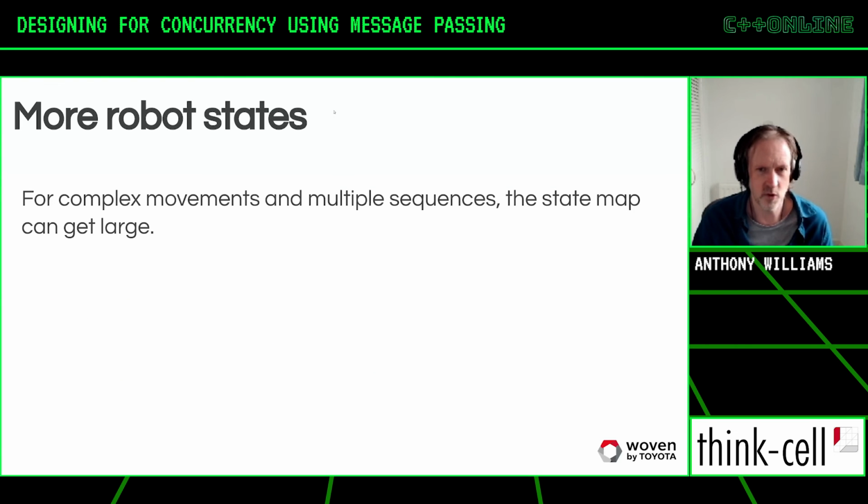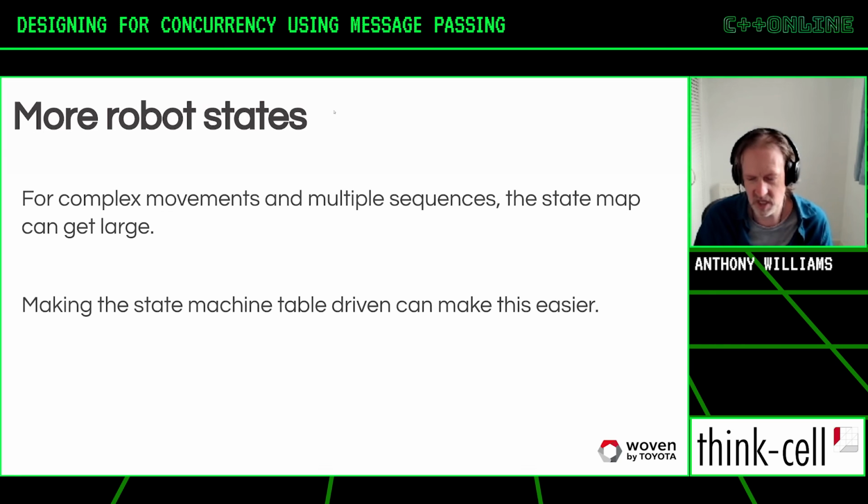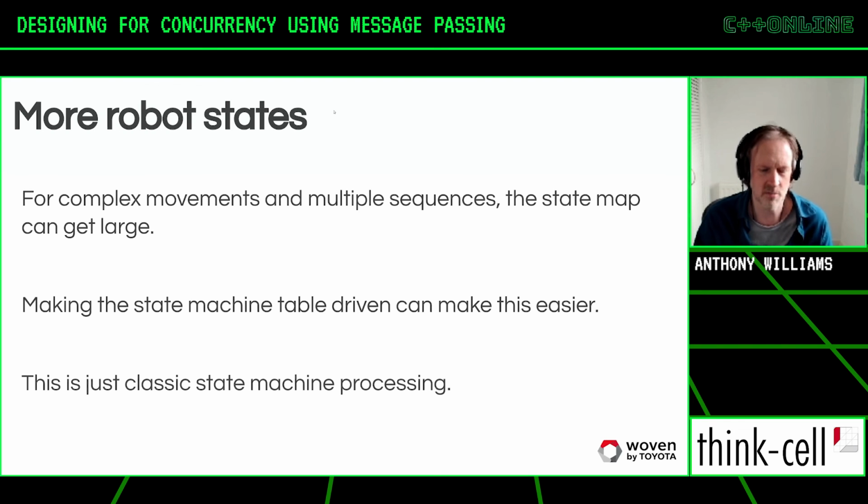It does mean that if you end up with multiple movements, complex movements, multiple sequences, this becomes a big state map. So you might then want to look at expanding that, doing table-driven stuff, state machine things, possibly state machine config files, particularly if things are dynamic. You want to be able to have user-defined sequences that are loaded at runtime, that sort of thing. So you can do that. There's lots of different ways to do it, but fundamentally, this is just state machine processing.